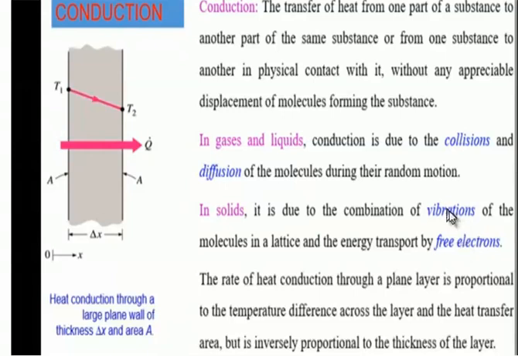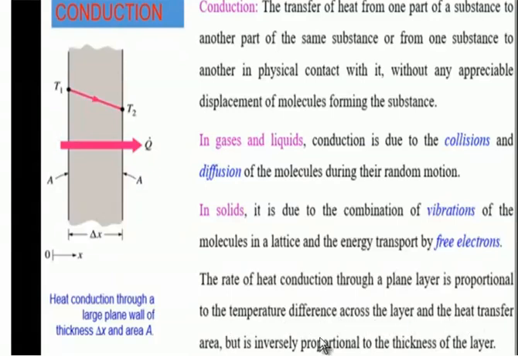Due to these two reasons, conduction heat transfer takes place in the solids. Okay, in the solids, due to what? The combination of vibration and the free electrons. In the gases and liquids, the conduction is due to the collision and diffusion.